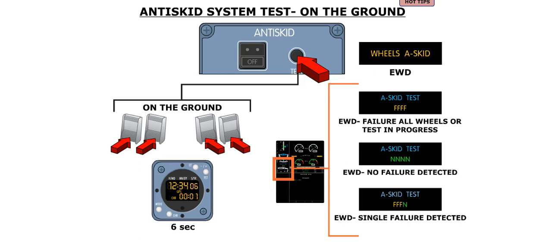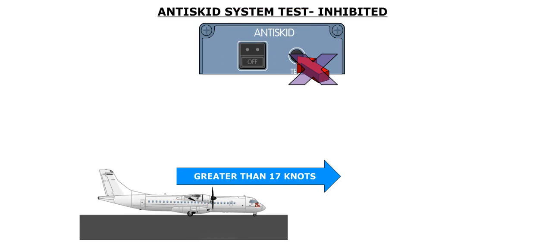During the test, an amber wheels anti-skid message and a cyan anti-skid test message appear on the EWD. Test results are displayed below the cyan anti-skid test message. A green N indicates that the associated channel is operational, whereas an amber F indicates a failed channel. It should be noted that the anti-skid test mode is inhibited when the aircraft is on the ground and the ground speed exceeds 17 knots.